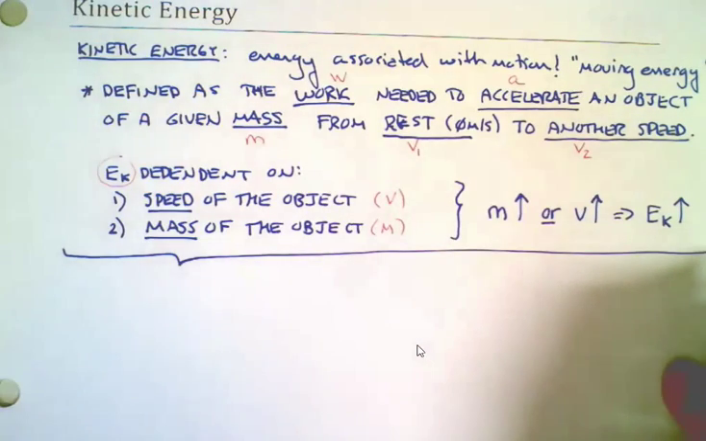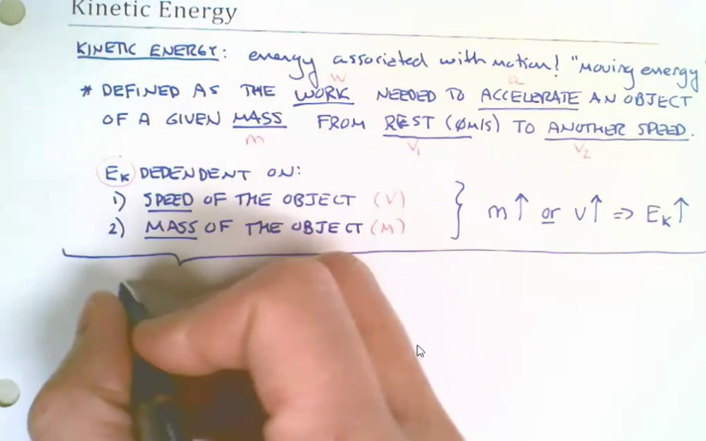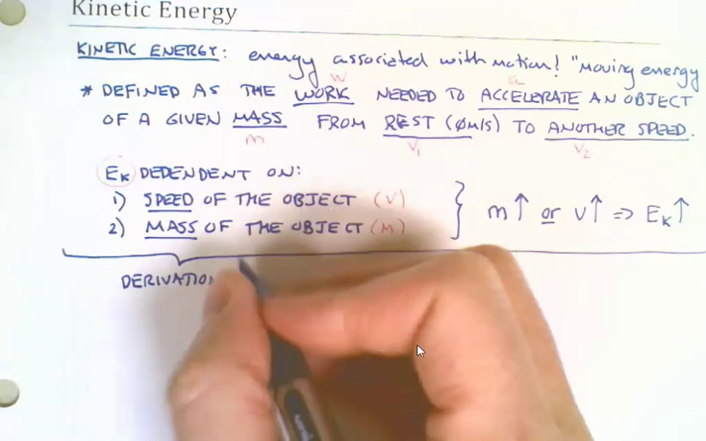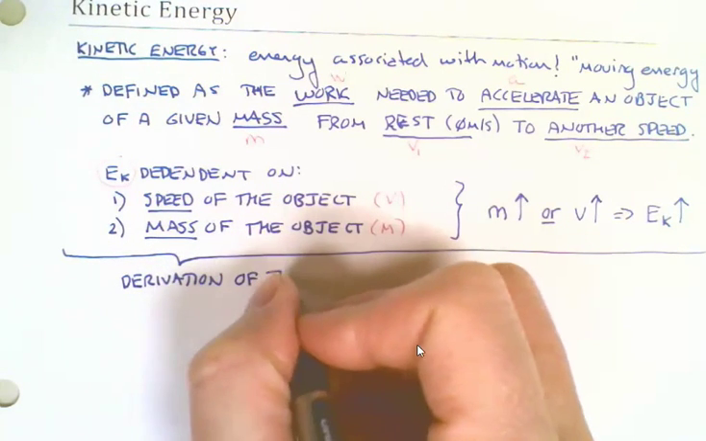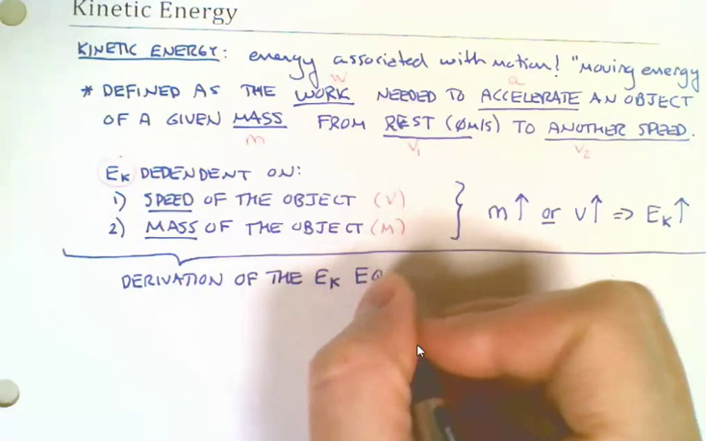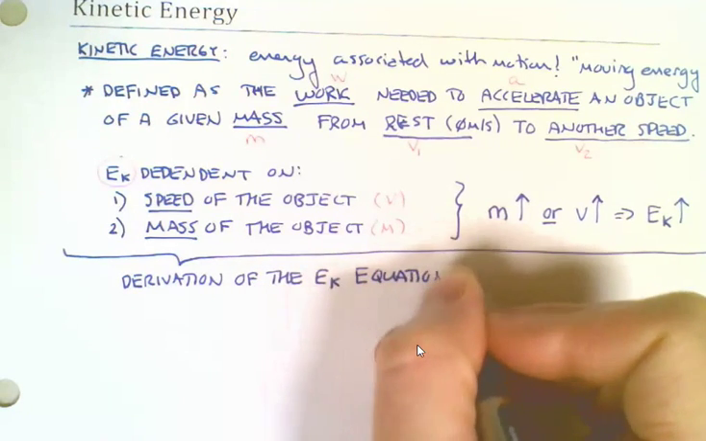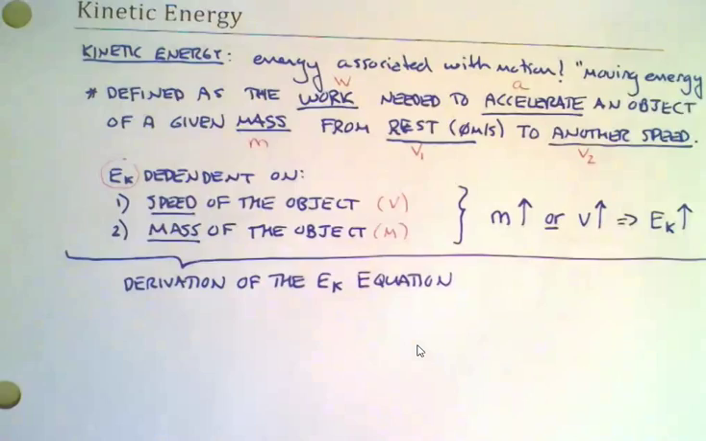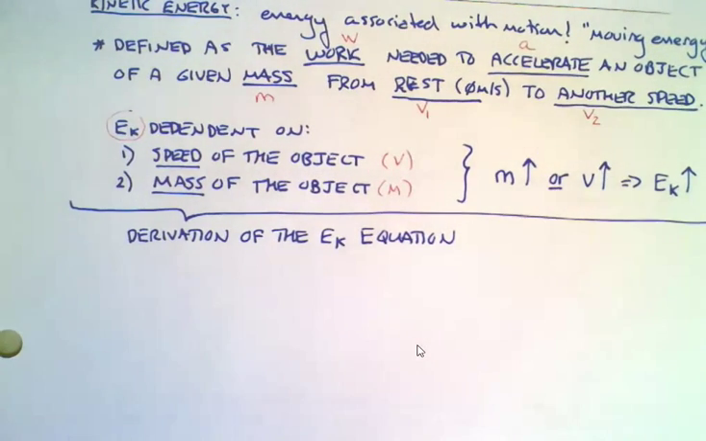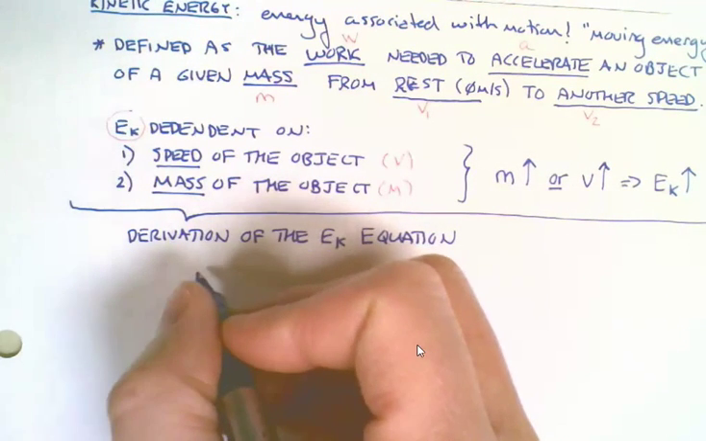We're going to do a little derivation of the EK equation. So let's quantify this. Let's quantify the value for how much kinetic energy an object carries based on its speed and its mass. We're going to start off with the work equation.